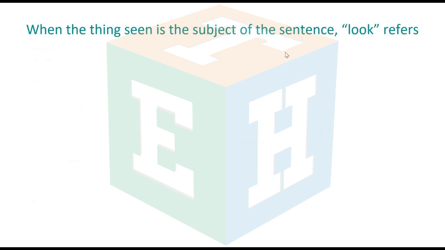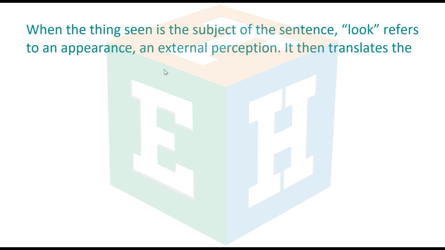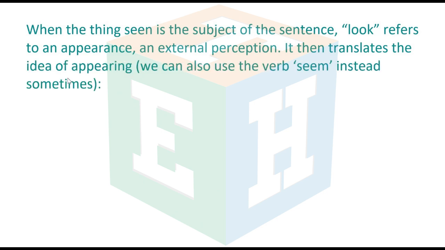When the thing seen is the subject of the sentence, look refers to an appearance, an external perception. It then translates the idea of appearing. We can also use the verb seem instead sometimes.